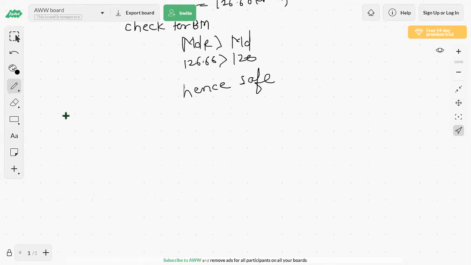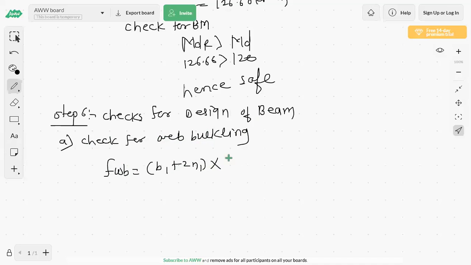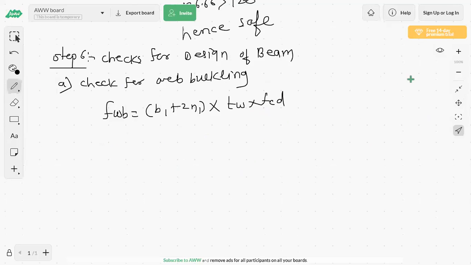Next, step 6. Step number 6 is checks for design of beam. The first check is check for web buckling. FWD is equal to (B1 plus N1) into TW into FCD. So we have to calculate here.